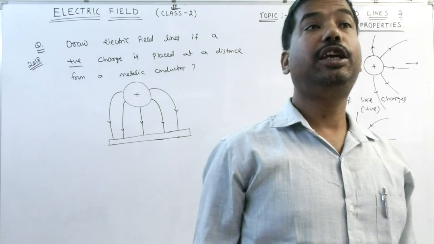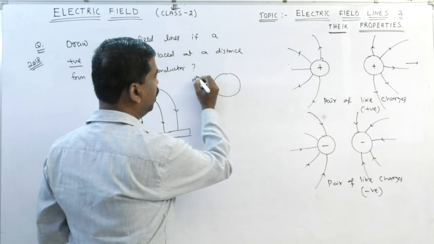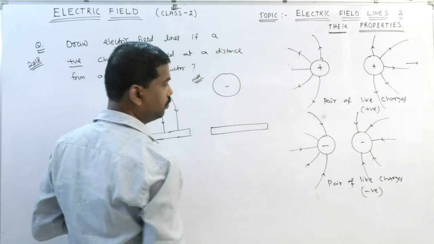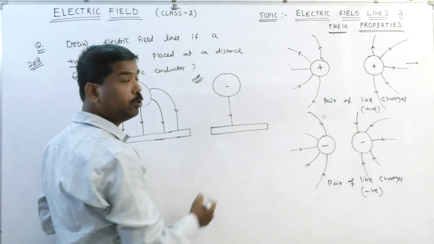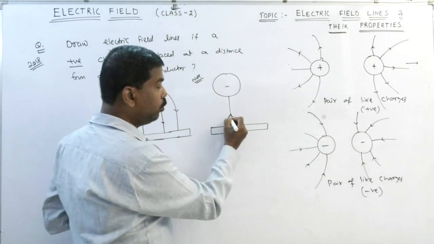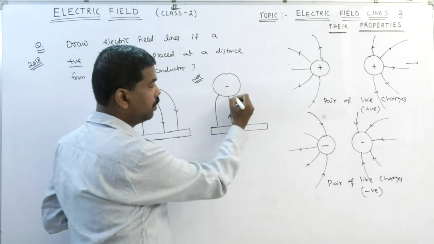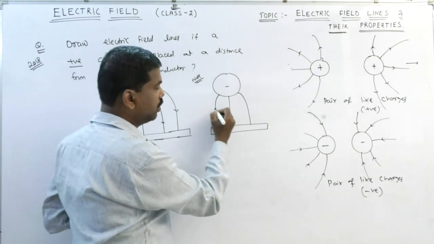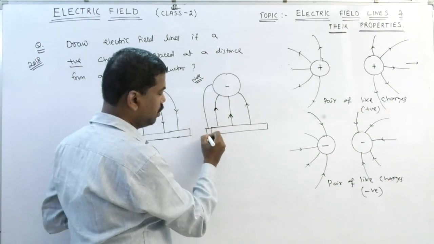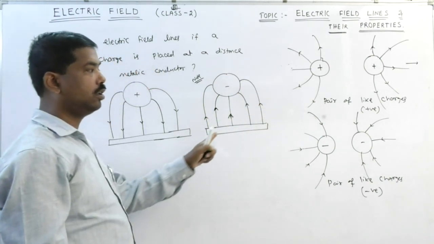If the question arises for a negative charge, similarly you can write it. Note for negative charge: the field lines are again perpendicular to the surface of the conductor, and move towards the negative charge. Clear?